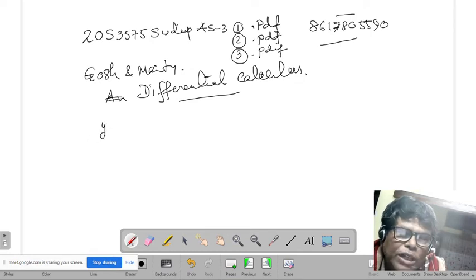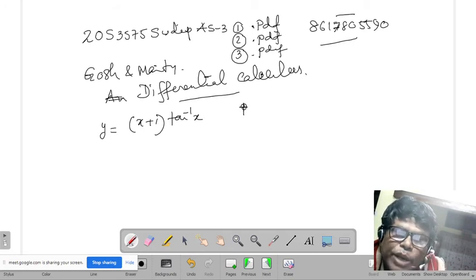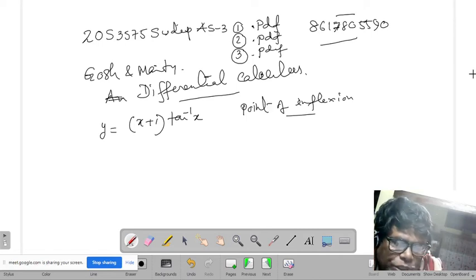Suppose the function is given like this: (x plus 1) into tan inverse x. Now find out the point of inflection. You can do it. I am giving you 5 minutes, just do it and tell me the point of inflection only. You can take 10 minutes, no problem.